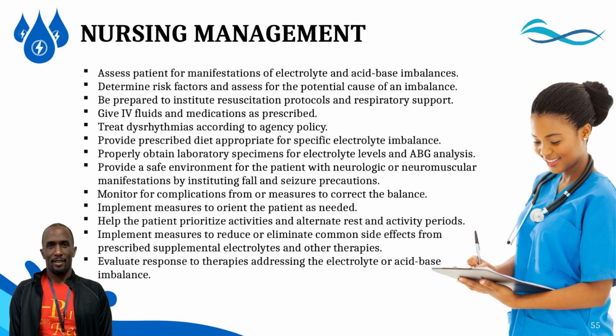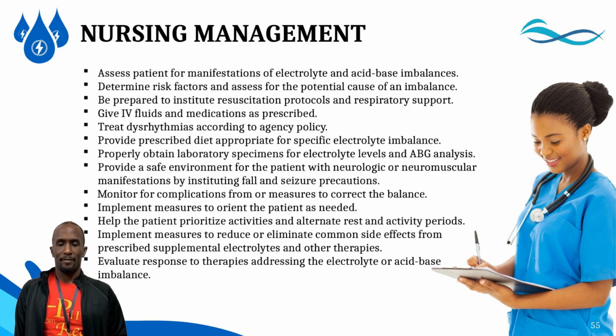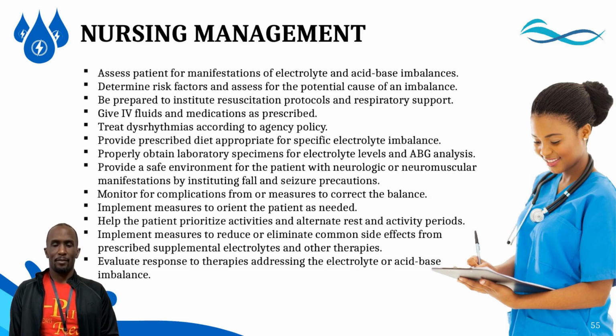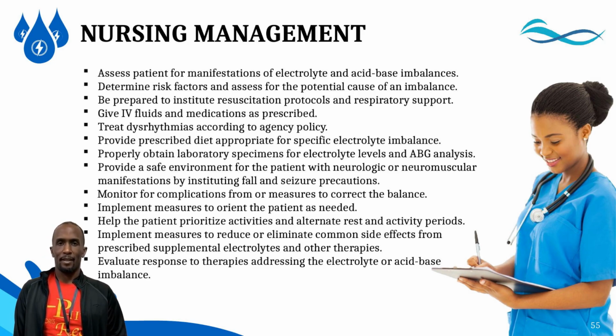Safety is a big priority. For patients with neurologic or neuromuscular problems, we must implement fall and seizure precautions. We should also monitor for complications from both the imbalance and the treatment. Nursing care also includes orienting the patient if confused, helping them balance activity with rest, managing side effects of electrolyte therapy, and evaluating their response to treatment. In short, our role is not only correction, but also support, safety, and continuous monitoring.